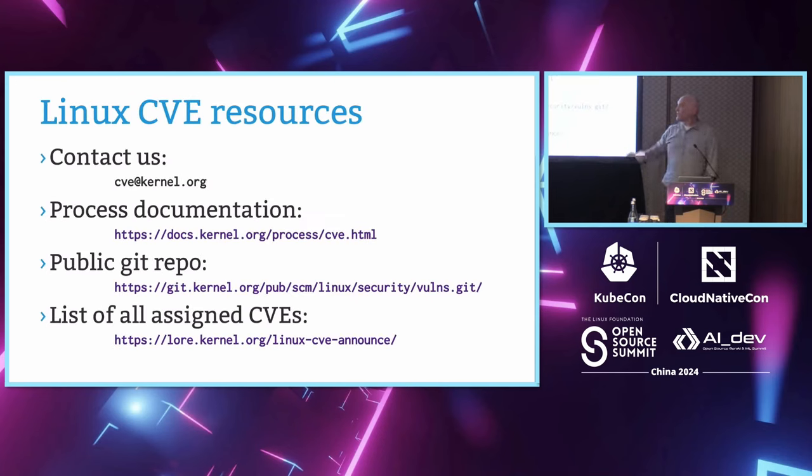Here's how you contact us. Here's the documentation for how this works. Everything's in public. We discuss these things in public. We review them in public, all in public. Then there's a mailing list for everything that's actually there. You can search it. So all published CVEs are there. Very simple. This is how we do our stuff.